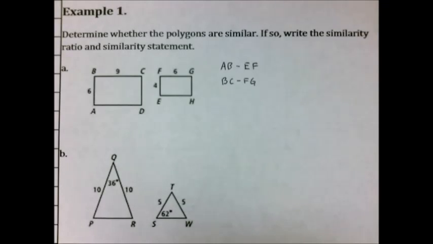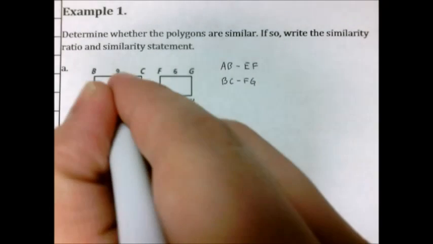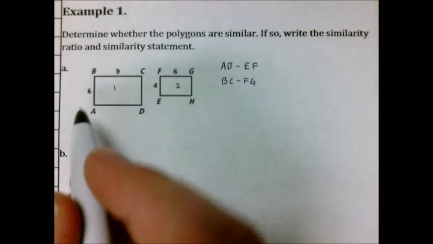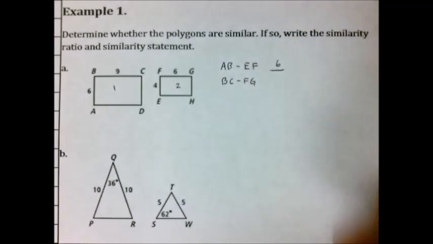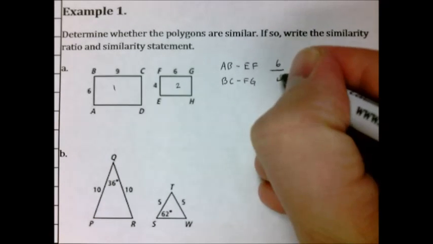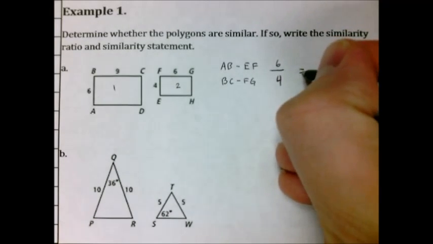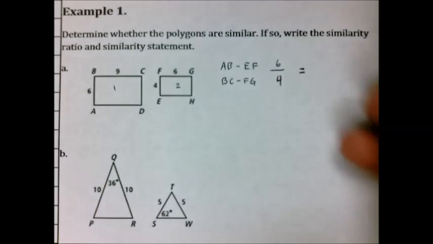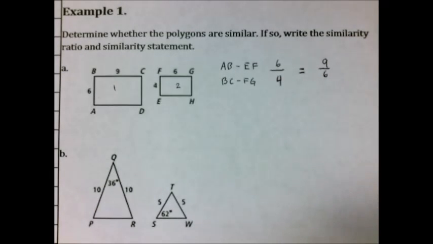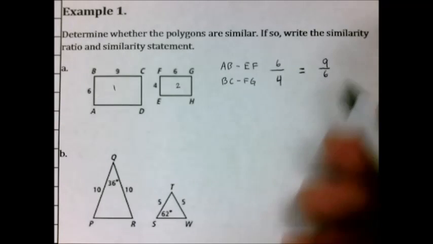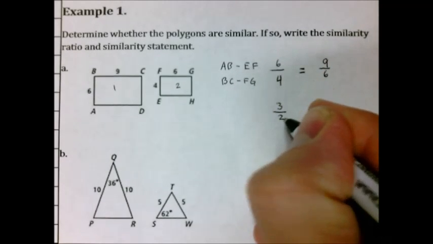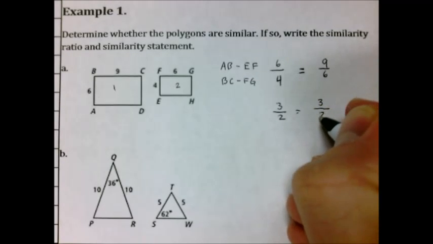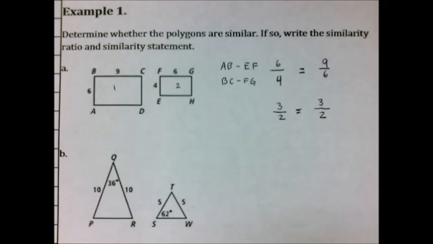Now we write the ratios of the corresponding sides, from shape 1 to shape 2. AB is 6. Remember, ratios are just fractions, and EF is 4. We want to make sure that this is equal to the ratio BC to FG, so 9 to 6. These aren't the same right now as fractions, but we can reduce both: 6 over 4 reduces to 3 over 2, and 9 over 6 also reduces to 3 over 2.